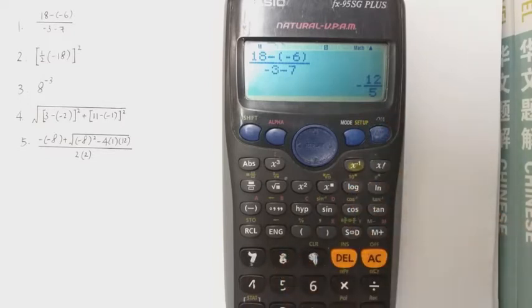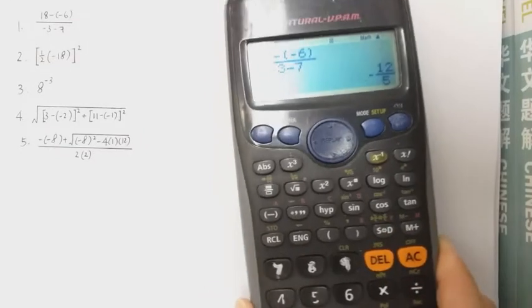Now, can we leave our answers in improper fractions? Yes, we can, but there's another way where it is better to leave it as a mixed fraction. So how do we convert an improper fraction to a mixed fraction using our calculator? Over here, at the S arrow D button, okay, let me bring it up.